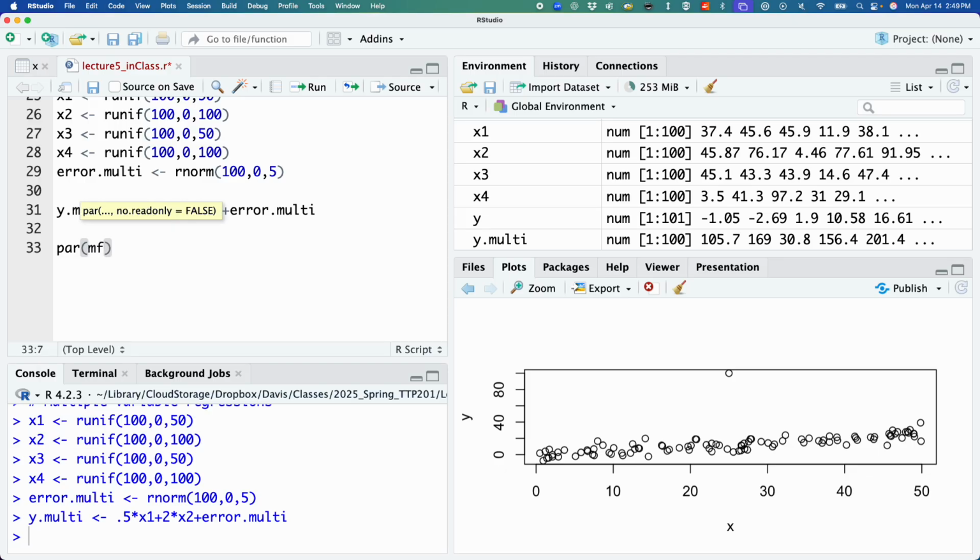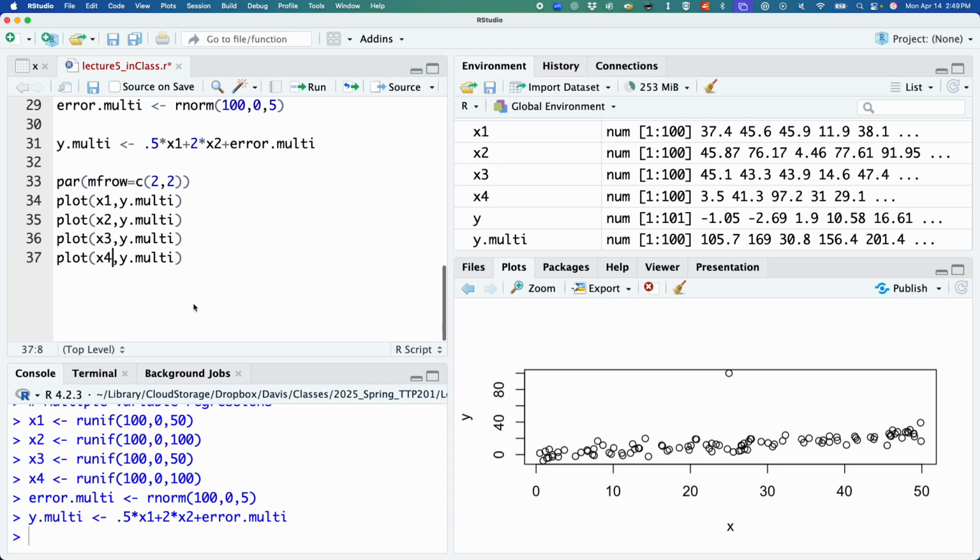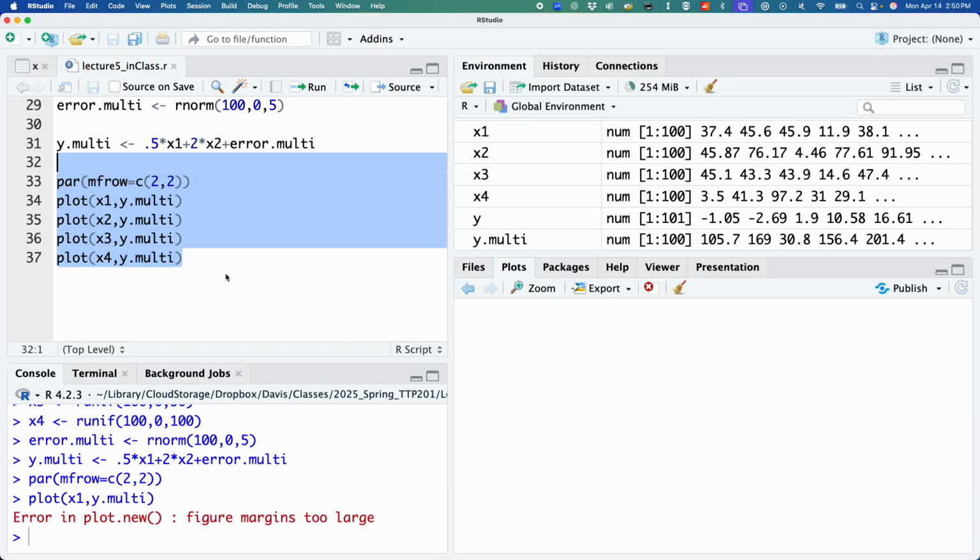So par(mfrow = c(2, 2)), plot(x1, y.multi). I'm going to copy and paste this 4 times and change my x's to x1, x2, x3, x4. Okay, let's plot this.